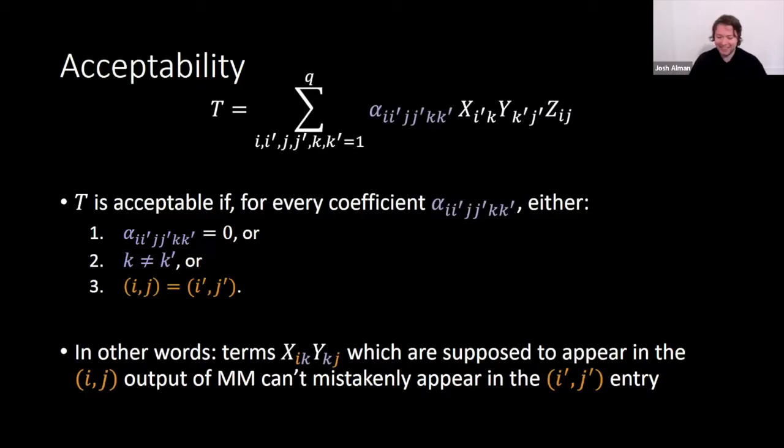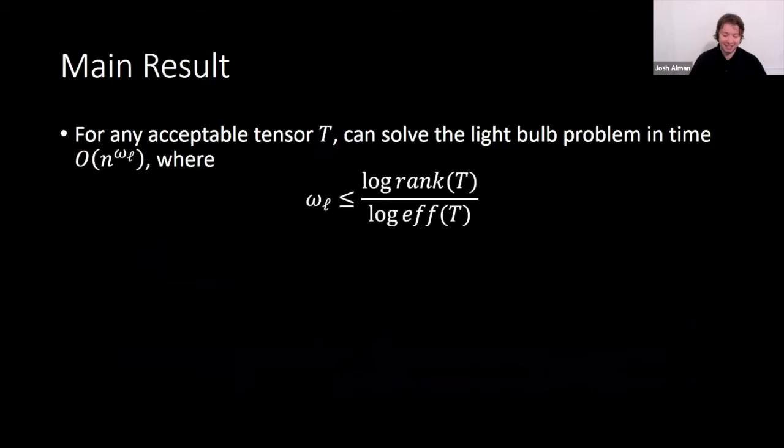Okay, well, let me tell you now our main result in terms of these notions. So our main result says this. If you have any acceptable tensor T, then you can turn it into an algorithm which solves the light bulb problem in time n to the omega sub L, I like to write omega sub L for the exponent of the light bulb problem, where the exponent is at most the log of the rank divided by the log of the efficacy.